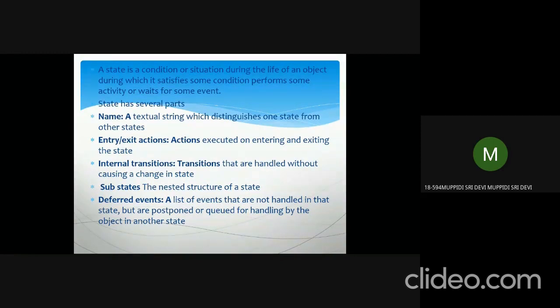Deferred events are events that are not handled in a particular state. Those events are postponed or queued, such that they can be handled by an object in another state. So the events that are not handled in a particular state can be handled by the next state. The events which are not handled in a state machine are deferred events. These deferred events are handled by the next state using an object. All of this we are doing using a single object only.